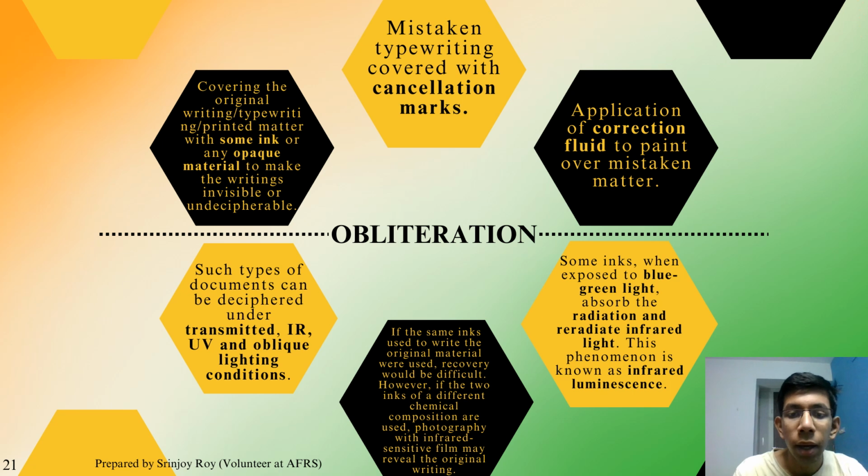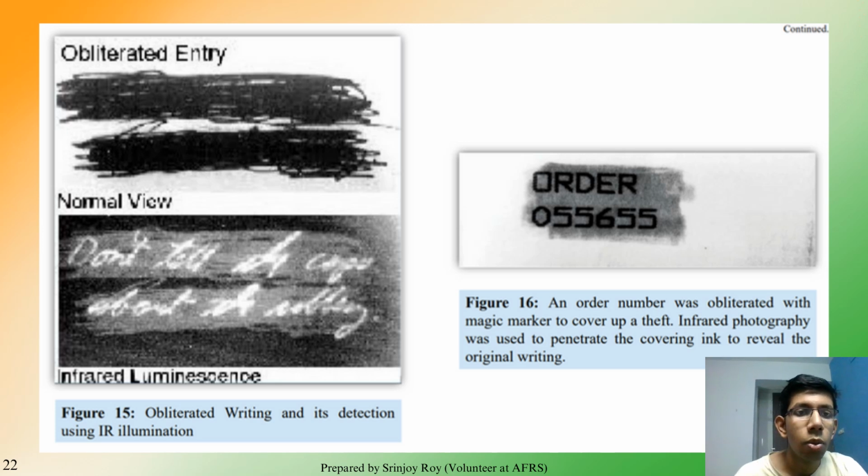However, keep one thing in mind: if the same ink used to write the original was used, then recovering whatever has been written previously is a little bit difficult. But if the ink composition differs, suppose I write with blue ink and then I strike it off with black ink, then determining what was previously written is much easier. This is what I have scribbled off, but under IR light this becomes clearly visible. This is known as obliteration.